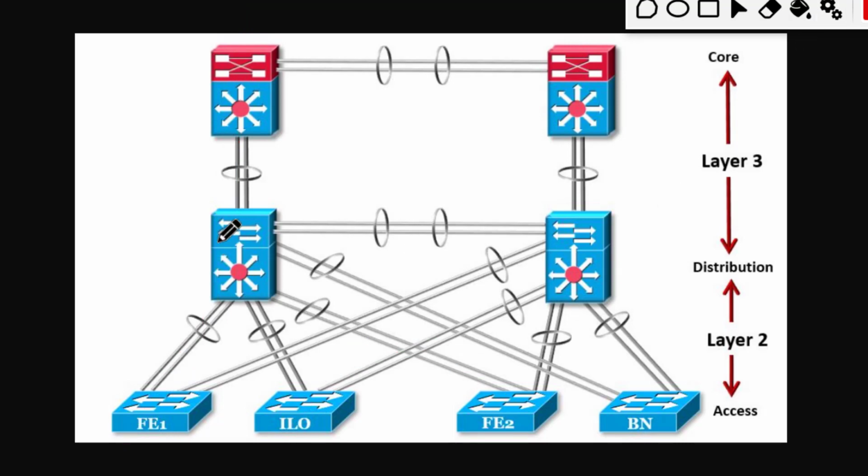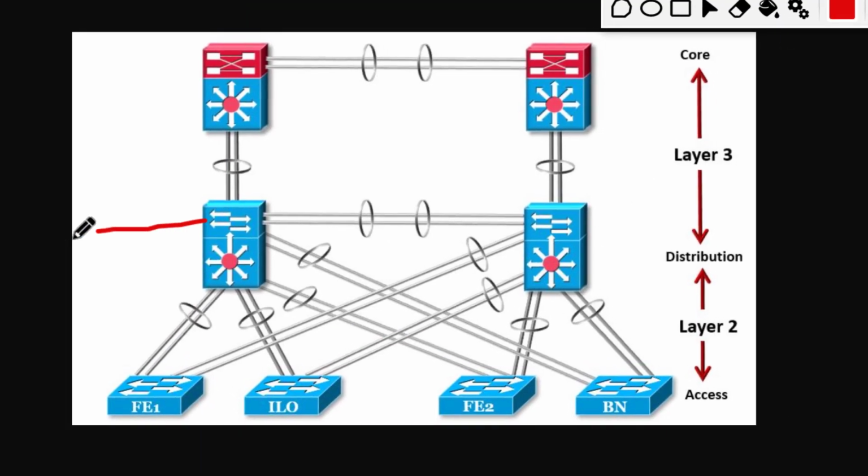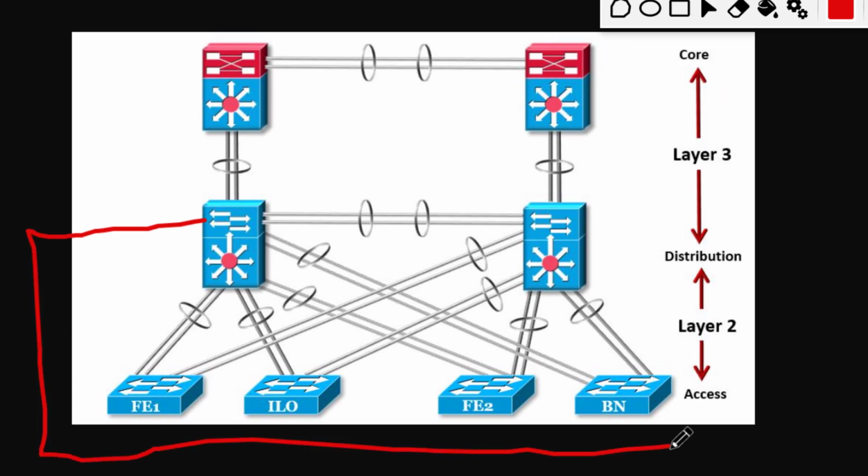Now the problem with this model has to do with the amount of real estate that we have for layer 2. We can see that it extends all the way up from the access layer to the distribution layer. This is going to introduce a few things. It's going to be difficult to manage because of this large area of layer 2. It's going to be very resource intensive. And we're also going to see that there are some risk factors associated with this.